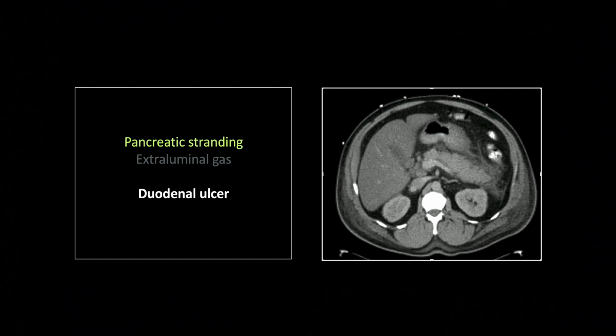I have that in one of my Jeopardy games. You'll see that gas on a supine plain film outlining the lesser and greater curvatures because it's trapped there behind the stomach.